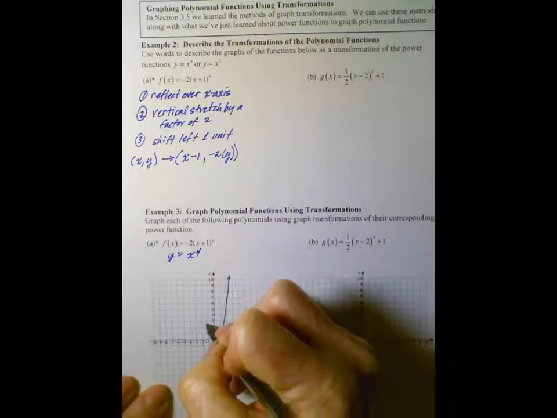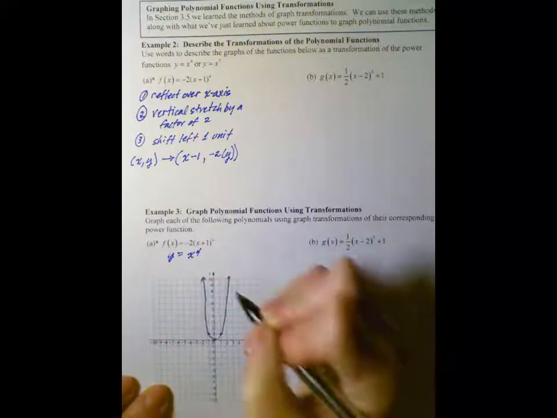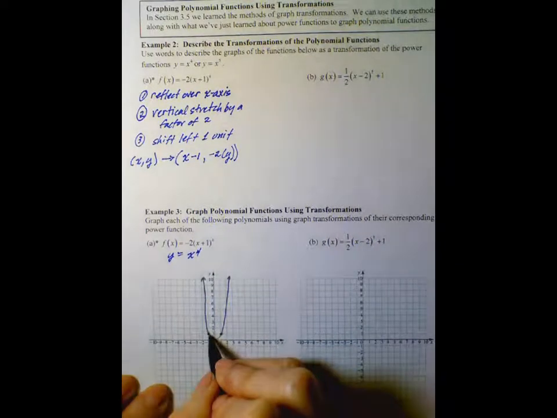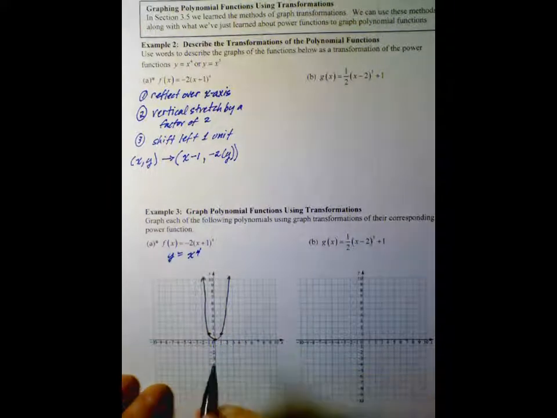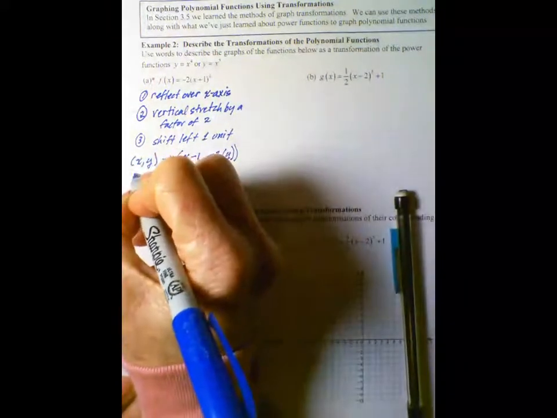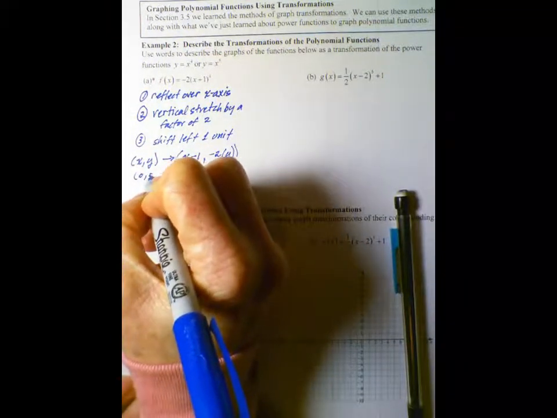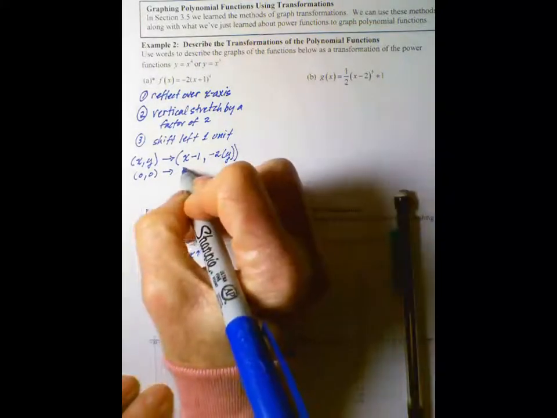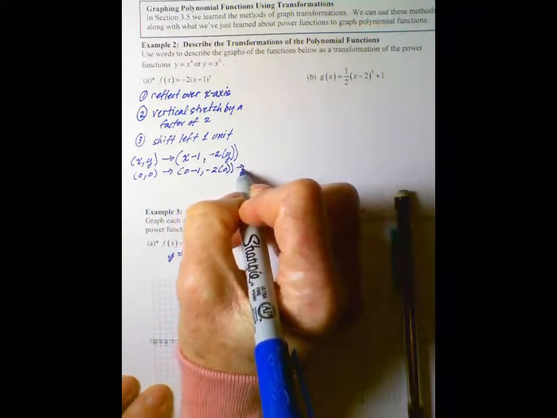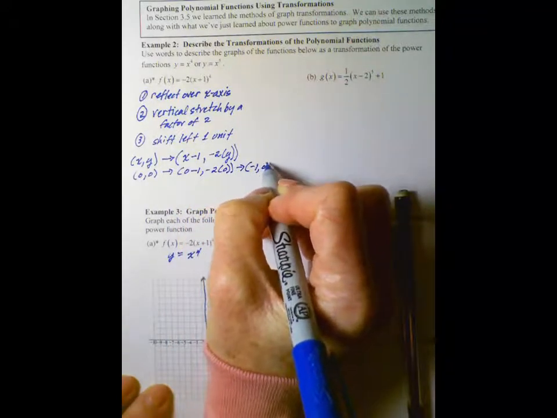Not very good, but you get the idea. Okay, there's our parent function. But we're going to take these points, and we'll just work with those 3 that I was able to graph. So I'm going to take the point going back up here, 0, 0. And what are we going to do to it? 0 minus 1, negative 2 times 0. So the new point is negative 1, 0.